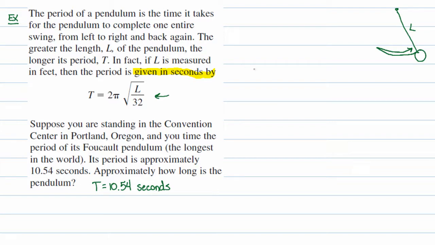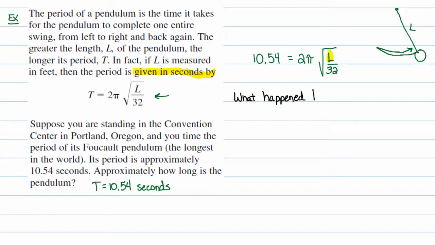Let's go ahead and let t equal 10.54. And that should equal 2 pi times the square root of L over 32. And if you look at this, there's actually only one variable in this problem, this L right here. Let's ask ourselves what happened to L, so we can unlock it. What happened to L?